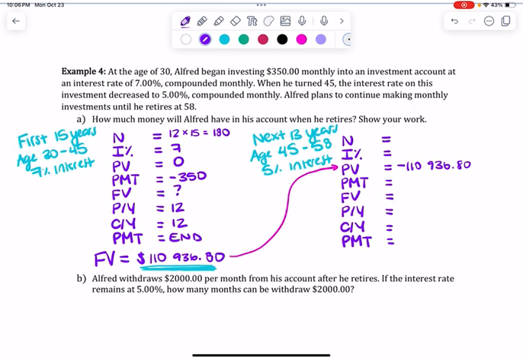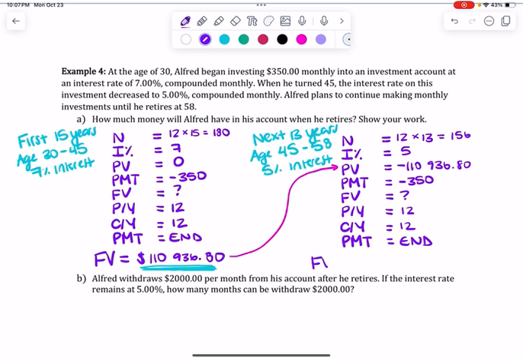Everything else essentially remains the same. He's still continuing to invest $350 every month. You're still looking for that future value. It's still compounded monthly. It's still happening at the end of every month. Now the interest rate is 5 instead of 7. And my N is going to change a little bit because my N is my PY, which is 12, times my number of years, which is 13 in this particular time period, which will give me 156 for N.